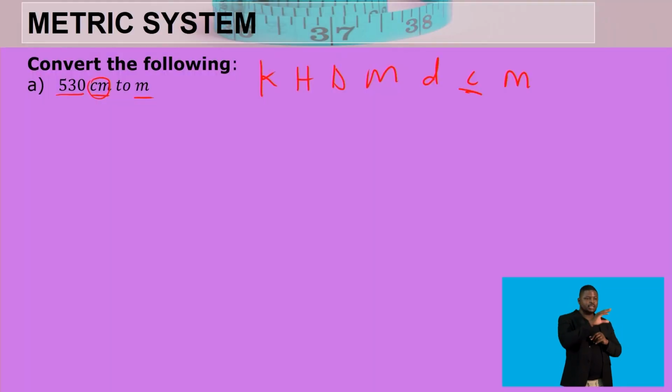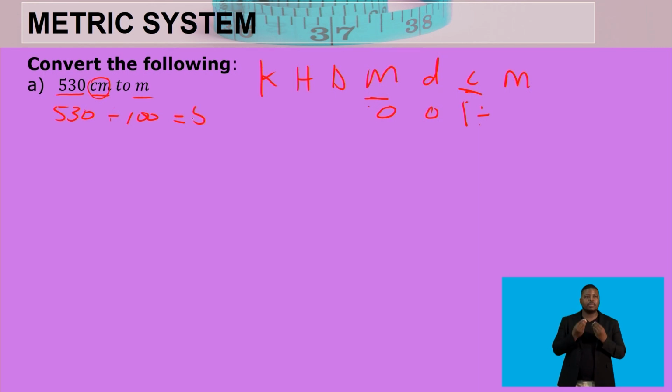Now we are moving from centimeters, here is our centimeters, to our meters, here is our meter. So from centimeter to meter is from small to big. What do you do? You put a 1 where you are from, then you put zeros up until where you're going, then you divide because it's from small to big. So 530 will be divided by 100. Then you punch your calculator. 530 divided by 100, what does it give us?